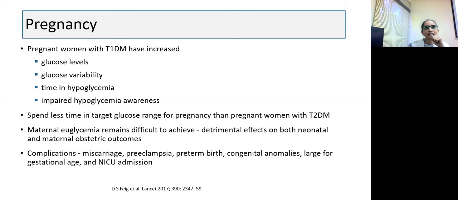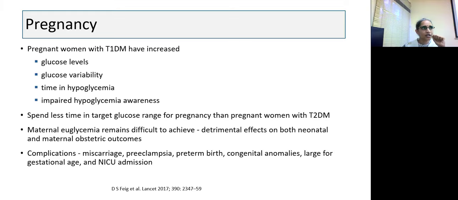Now coming to pregnancy, we're all aware that pregnancy with type 1 diabetes again is associated with increased glucose variability. They can have hypoglycemia in the first trimester, hyperglycemia in the second and third trimester, as well as impaired hypoglycemia unawareness. And also there is an increased risk of pregnancy complications in these patients, especially miscarriage, preeclampsia, congenital anomalies, large for gestational age, and NICU admissions.